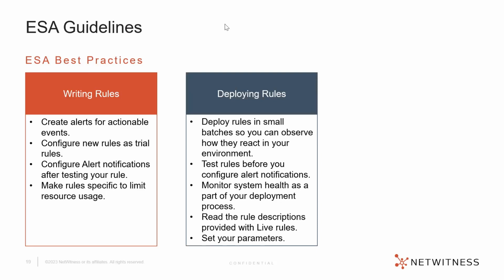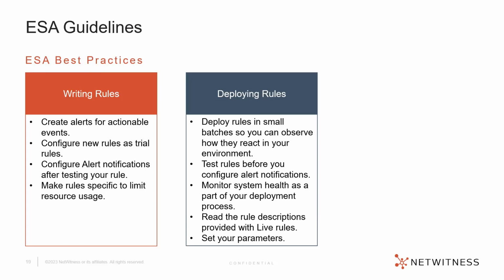If you deploy small batches, it's much easier to tell if a particular rule has an issue. ESA rules are not one size fits all. Not all rules will work in your environment. The rule descriptions tell you which parameters you will need to modify to successfully deploy a rule in your environment. Live rules have parameters that need to be modified. If you do not modify your parameters, the rule may not work, or it may exhaust your memory.